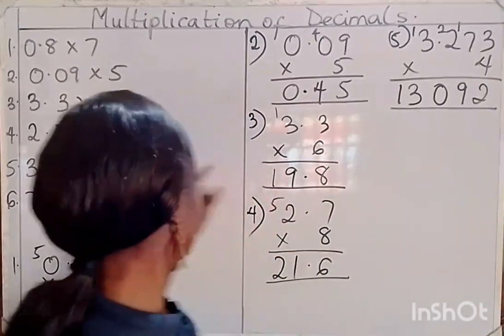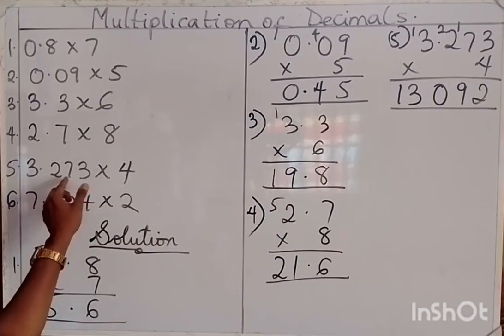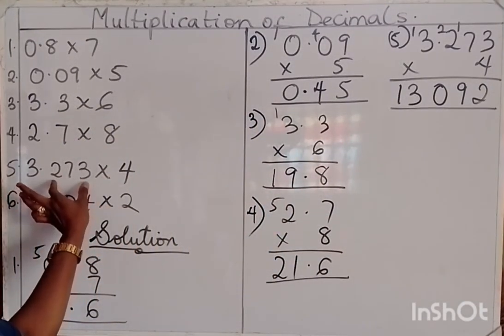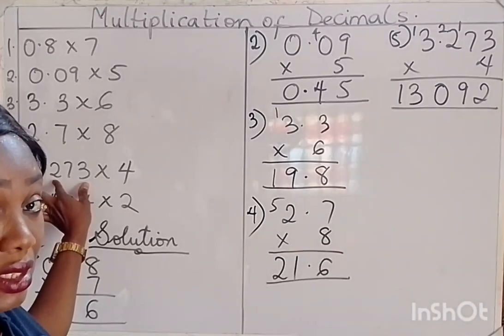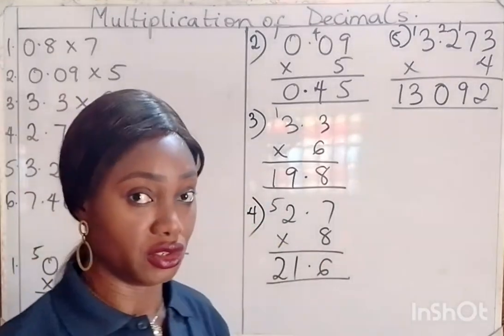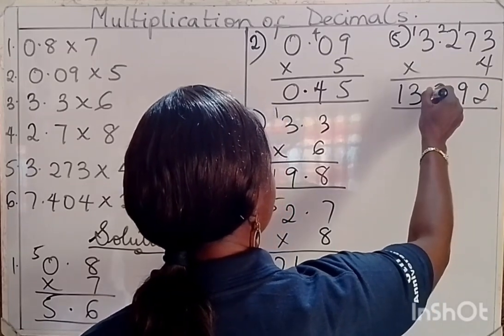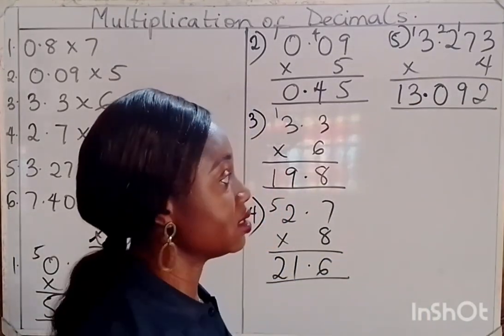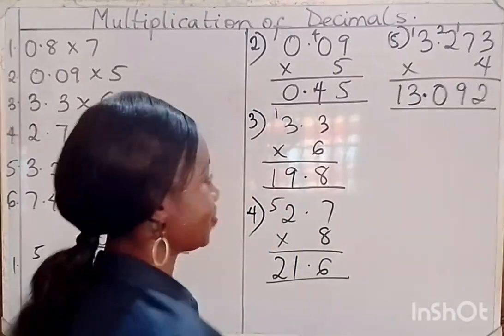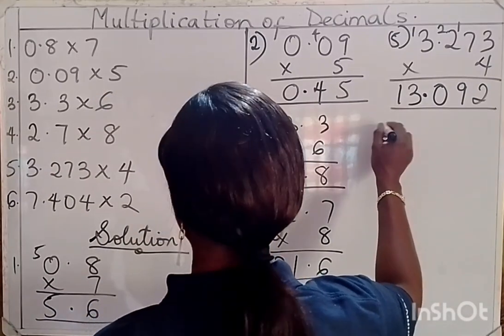We are following the what? The question itself, which is 3.273. So the number of figures you have after a decimal will determine where your decimal point should be on your answer, right? So we're going to count 1, 2, 3, and then the decimal ends at 13.092.